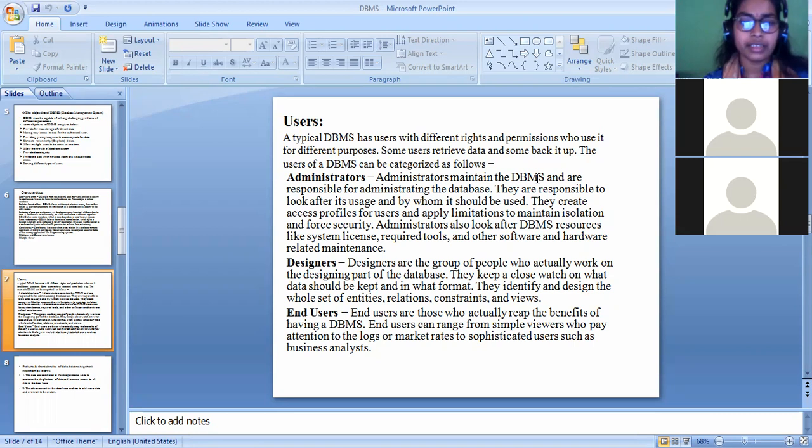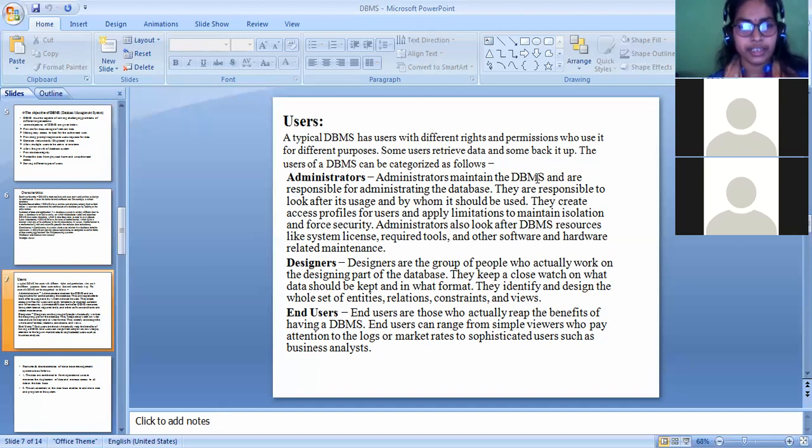Designer. The designer works on the database. Means what type of designer works on the database. They keep a close watch on what data should be kept in what format, how to look at that data. We can design that. They can identify and design the whole set of entities, relations and views as well as constraints on the data.